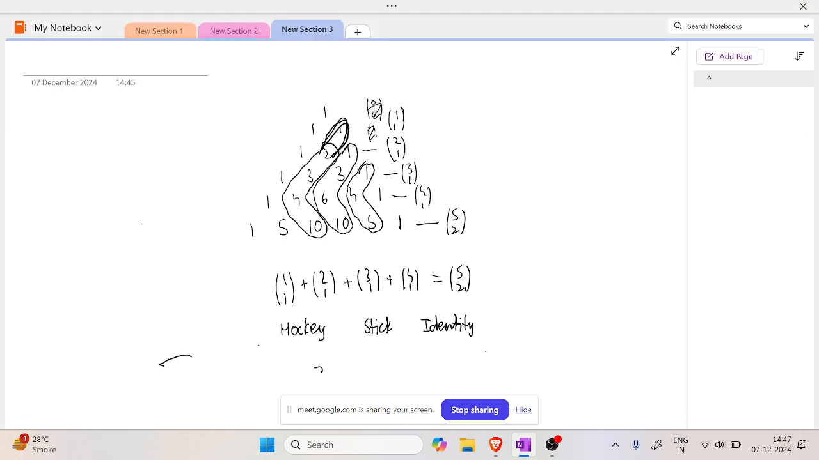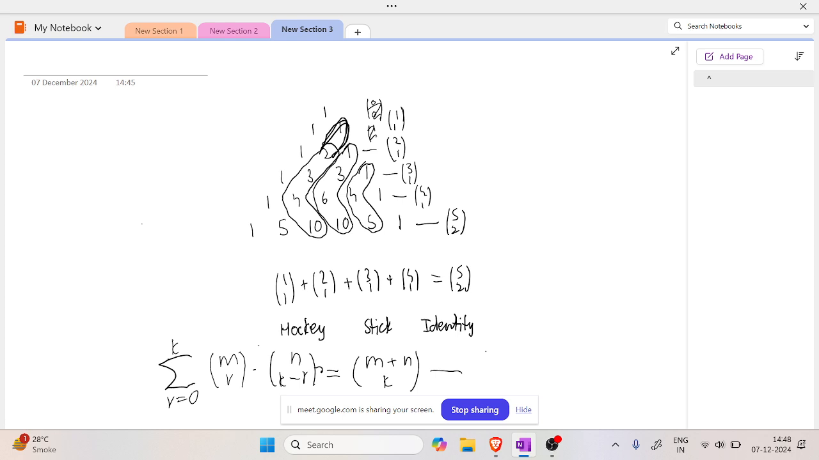So the next identity is the Vandermonde identity, where the sum of mCr times nC(k minus r) is equal to (m plus n)Ck. This is very easy to prove combinatorially, and it's also very easy to prove algebraically. You can just use the binomial theorem again.